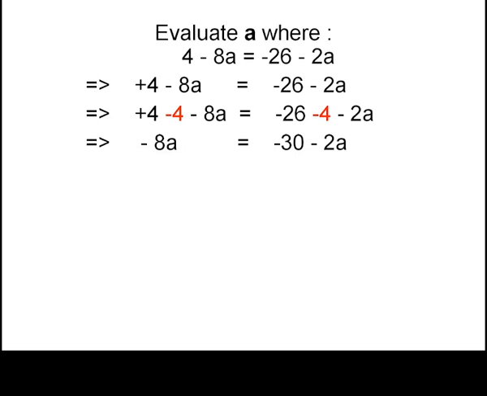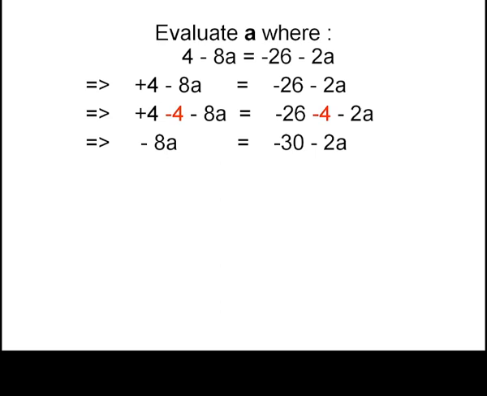On the left hand side, of course, we only have the variable value, negative 8a. And on the right hand side, we had minus 26 and we took away another 4. So we have minus 30 and minus 2a on the right hand side. What's our next step? Well, we don't want any variable values on the right hand side. So we need to get rid of that minus 2a.